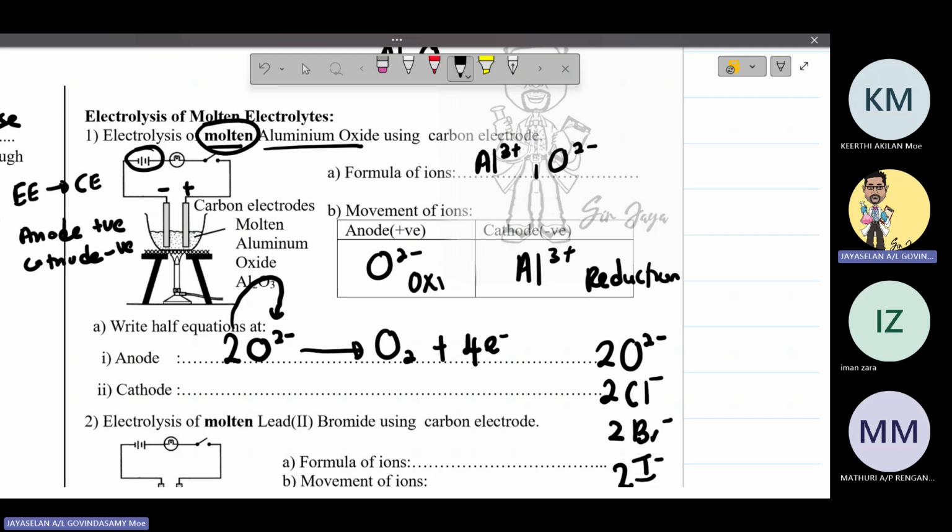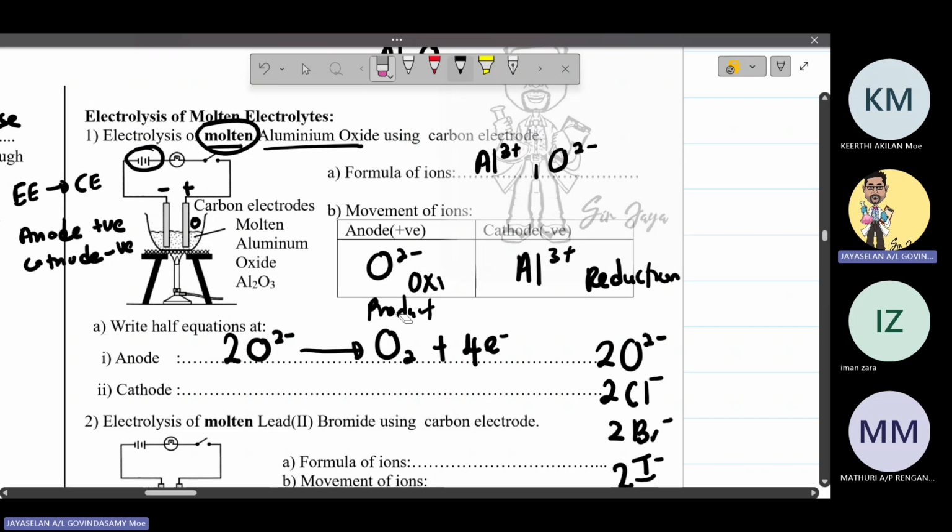Here you can see a lot of colorless gas bubbles. Oxygen is the product. The product is oxygen gas. Any question? You already score 1 mark.